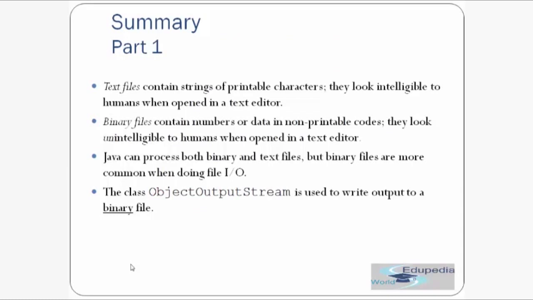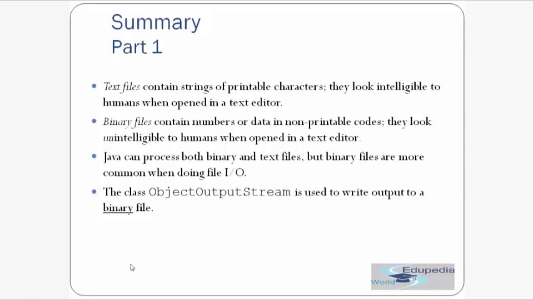Now let's summarize everything we have studied so far. So we started with the text files. A text file contains strings of printable characters. They look intelligible to humans when opened in a text editor. After that we studied what binary files are. Binary files contain numbers or data in a non-printable code. They look unintelligible, that means unreadable to humans, when opened in a text editor. Java can process both binary and text files, but binary files are more common when doing file IO operations because they are closer to the machine. So it's simpler for the machine to understand.